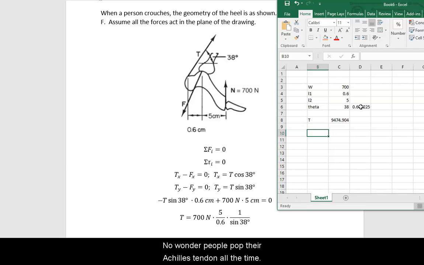Now, no wonder people pop their Achilles tendon all the time. Here you are, a 700 newton person, and you've got over 10 times that much force being exerted by the Achilles tendon. Why? Because that lever arm is so short compared to that one.